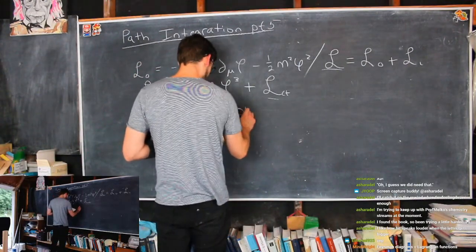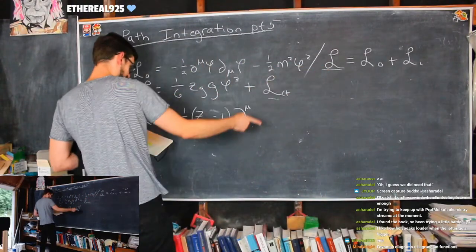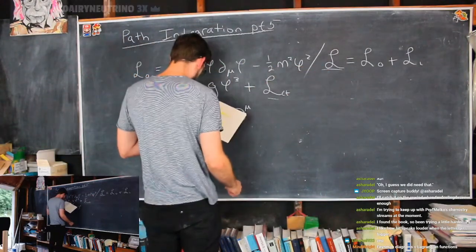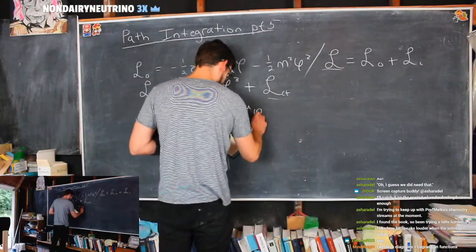That one doesn't exist in this Lagrangian, so we have to make sure we get rid of it somehow. We'll be getting rid of it by adding another term to the counter term Lagrangian.